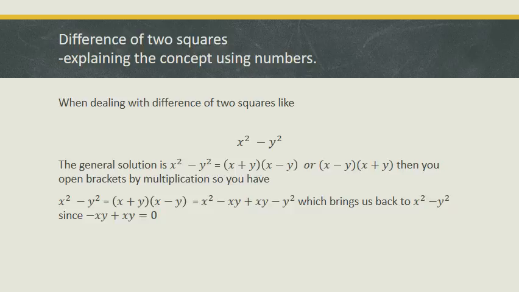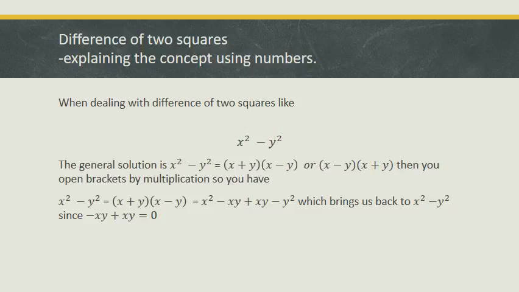Well, as the name implies, difference of two squares just means when you have two numbers that are raised to the power of 2, or two alphabets in the case of algebra raised to the power of 2, and there's a difference. That's why you have the minus sign here, telling you that there's a difference there.